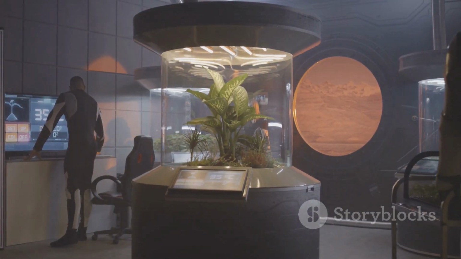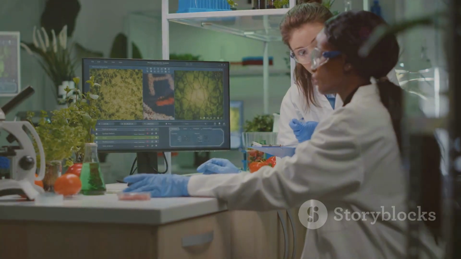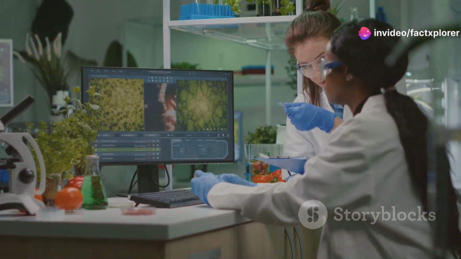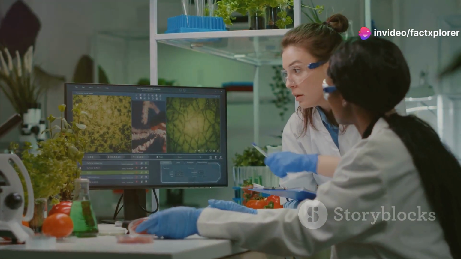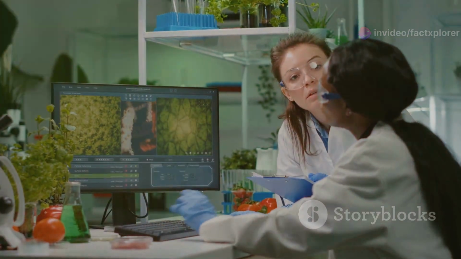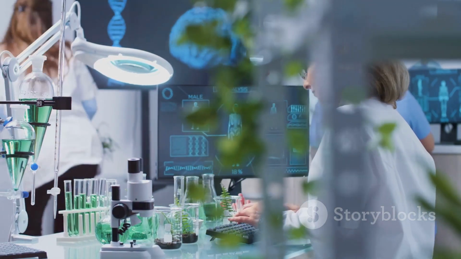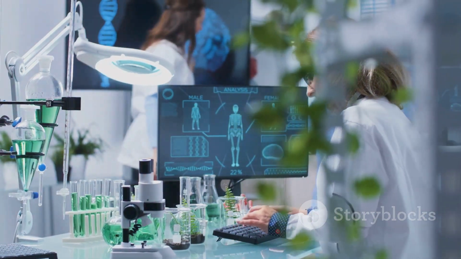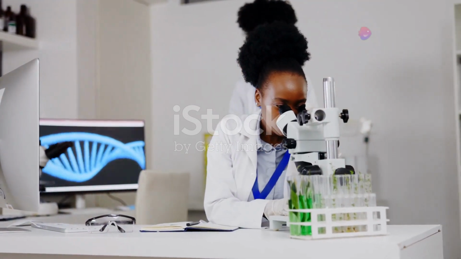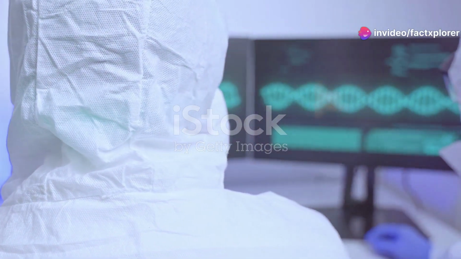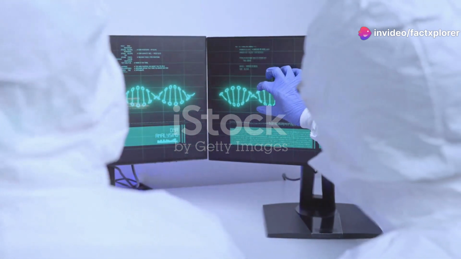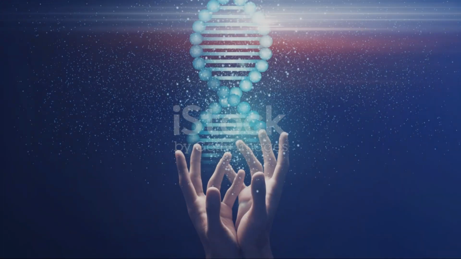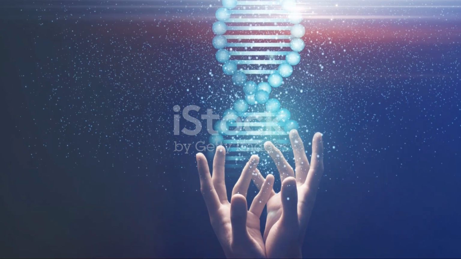Conservation efforts are also benefiting from genetic research. By analyzing the DNA of endangered species, we can identify populations at risk, track their movements, and develop conservation strategies to protect them. The future of genetic exploration is full of promise. As we delve deeper into the code of life, we are likely to uncover new wonders, challenge our assumptions, and gain a deeper appreciation for the interconnectedness of all living things.